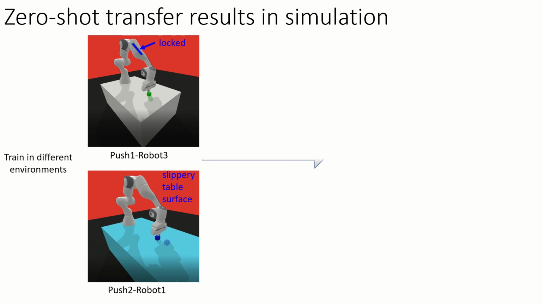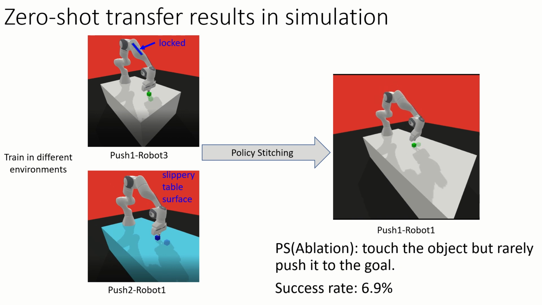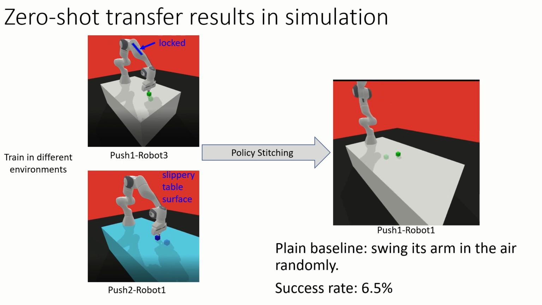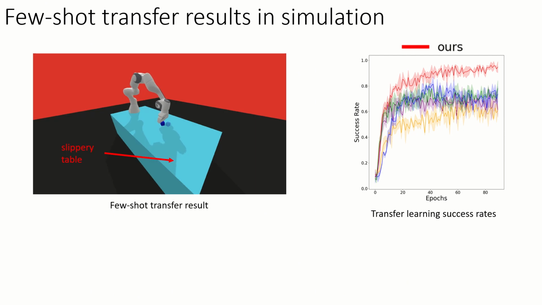For the zero-shot transfer experiment in simulation, our method makes the robot successfully push the object to the goal in some cases. In comparison, the ablation method without relative representation can enable the robot to touch the object but rarely push it to the goal. And the plain MLP baseline makes the robot swing its arm in the air randomly and rarely touches the cube. For the few-shot transfer experiments in the simulation, our method achieves the highest training efficiency compared to other baselines.